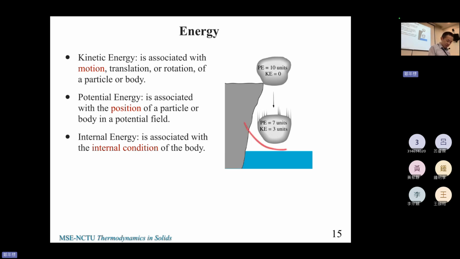For example, just like this. You put a rock at the cliff. And then if it falls, potential energy decreases. But you notice that potential energy and kinetic energy can be transferred, can be switched. Because if you lose your potential energy, you will have more kinetic energy at that time.